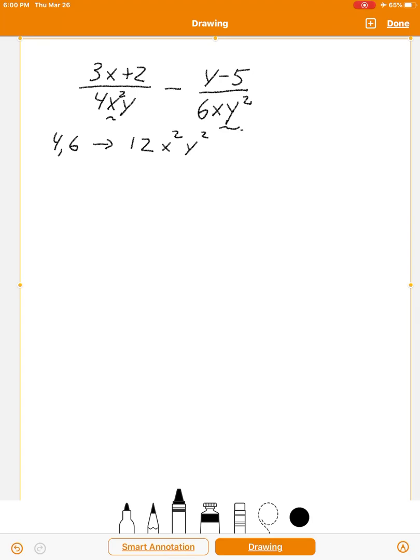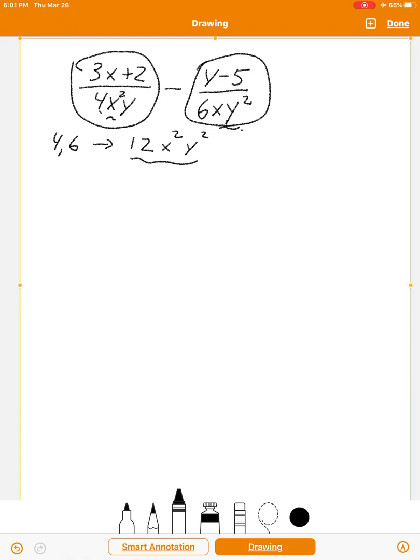The lowest common factor of 4 and 6, and then the highest order of the x and the highest order of the y. So then you come back to each of these two terms, and you look to see what you have to do to make the denominator in each of those look like that.